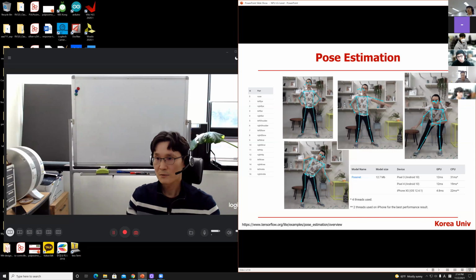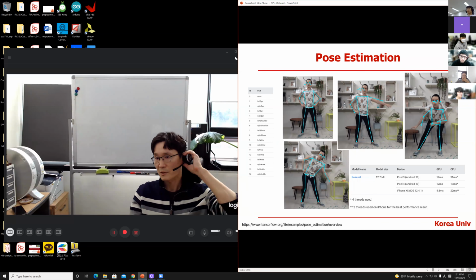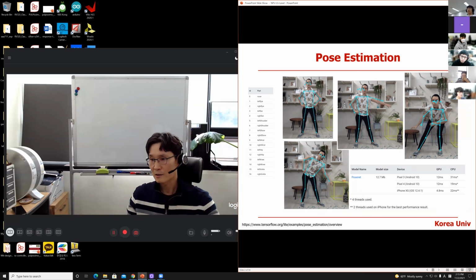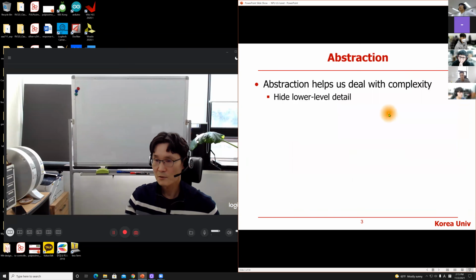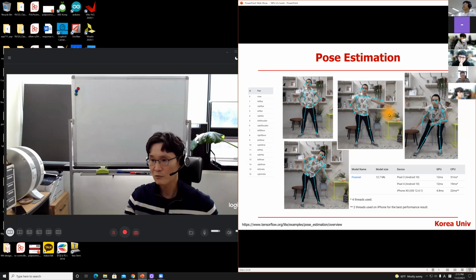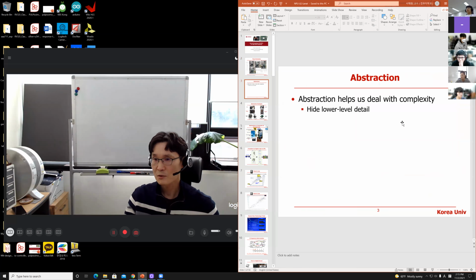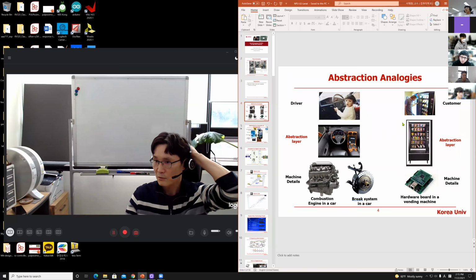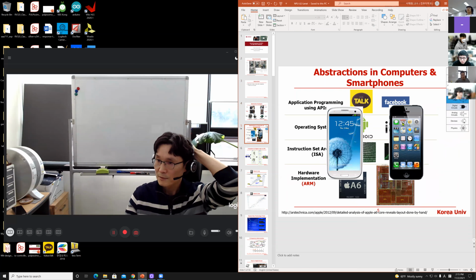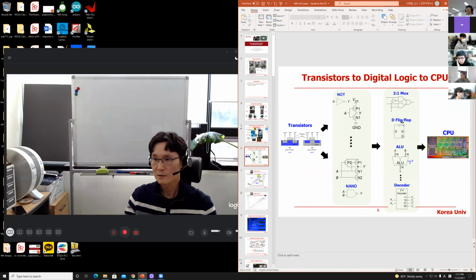So that is a pose estimation model. Using a pose estimation model, you can tell what this guy is doing. So that is one neural network example. Abstraction, you can skip this. Also this one, basic stuff.